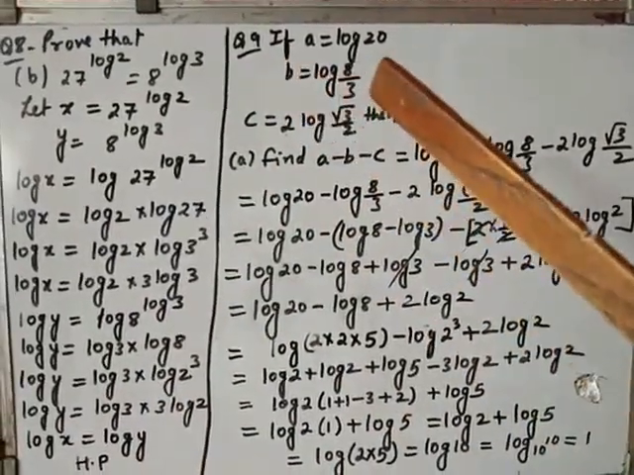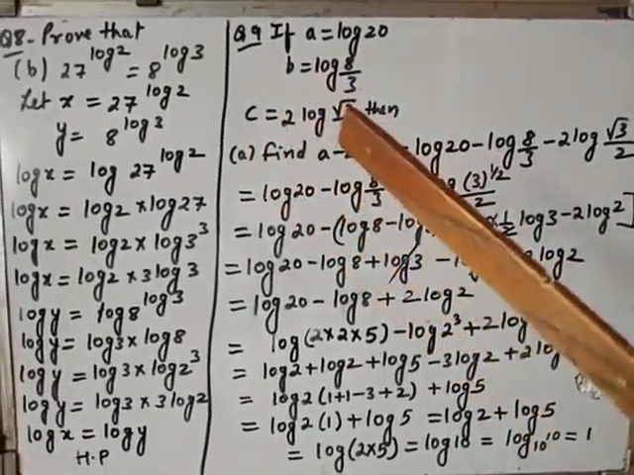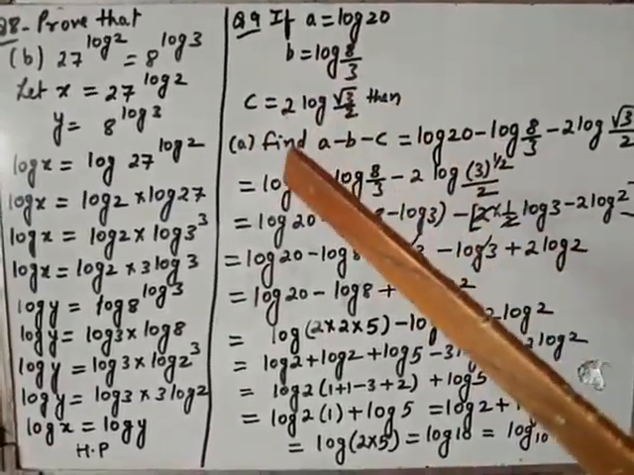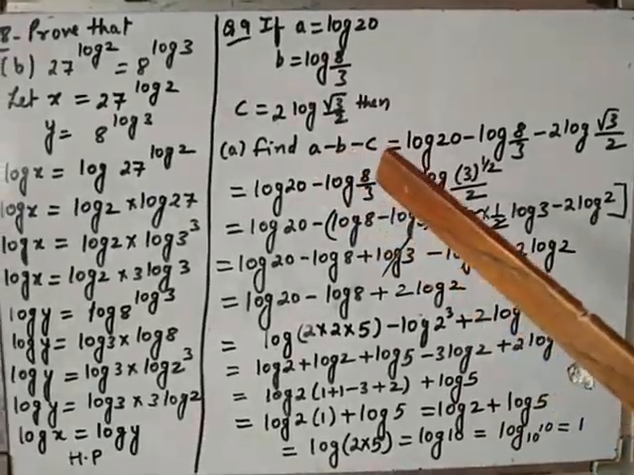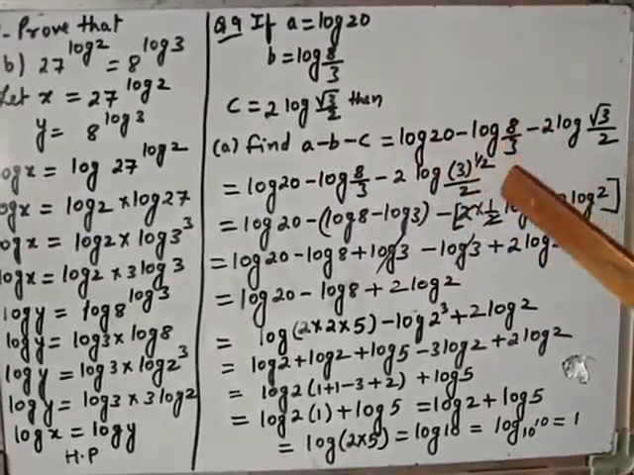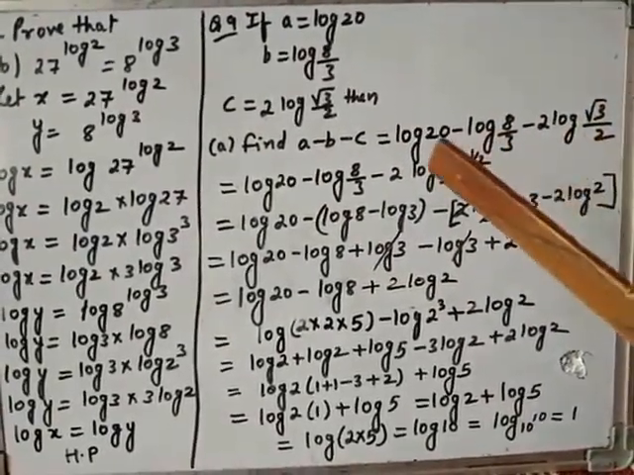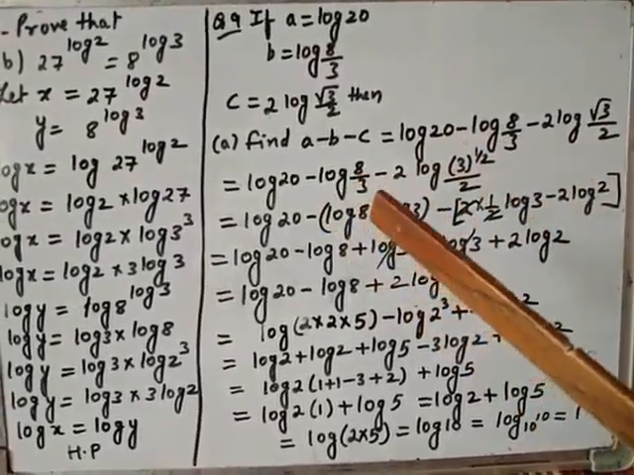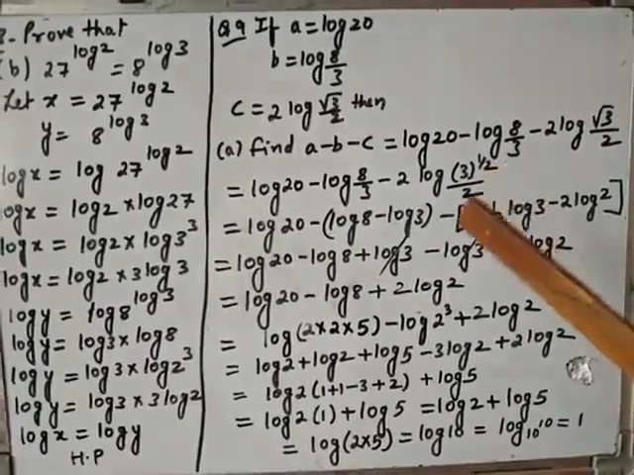If a is equal to log 20, b equal to log 8 upon 3 and c equal to 2 log root 3 upon 2, then find a minus b minus c. a, b और c की वैल्यूज़ जो दी हुई उनको हम सब्सटीट्यूट कर देंगे. a is log 20, b is log 8 upon 3 and c is minus 2 log root 3 upon 2. Log 20 as it is, log 8 upon 3, this root changes to power becomes 1 upon 2.